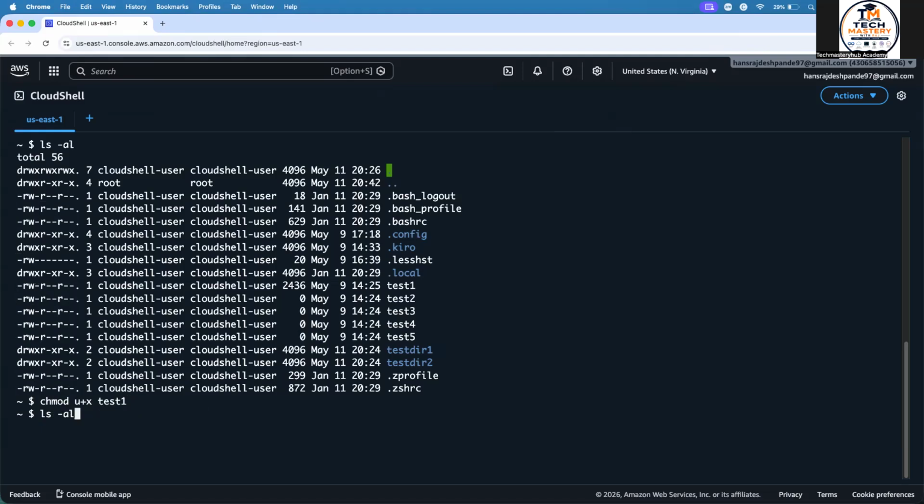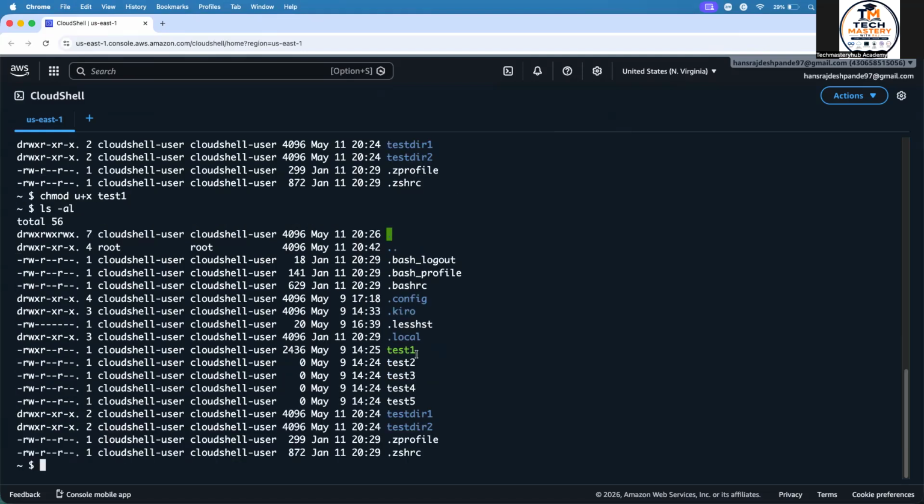Now let's check whether the authority is changed, and you can see the test1 file's color has changed, and now it has rwx authority for the owner, right? So similarly we can try one more command, chmod g. So we are changing the authority of the group, and we are granting write authority, because write authority is missing, to the test1 file.